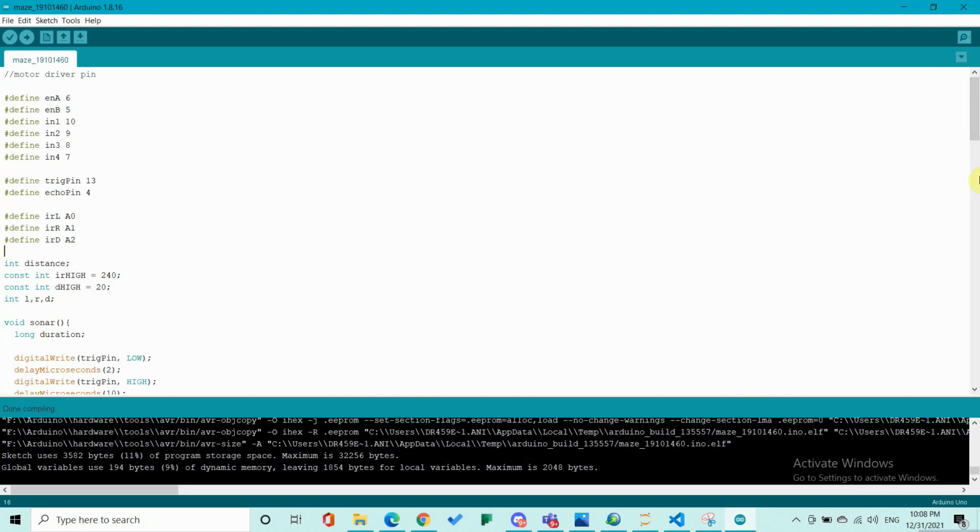In our lab project we have built a maze solving system. For this system we have used two sensors. One is an ultrasonic sensor and the other is an infrared IR sensor.